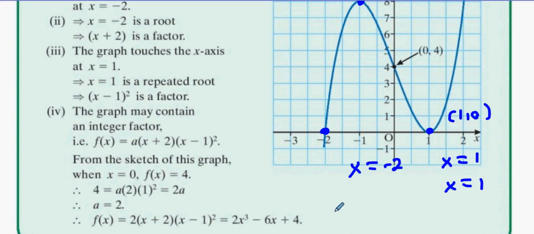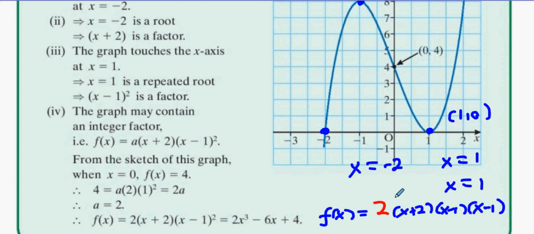What I'm going to argue is this. I'm going to say, alright, no bother. This means f of x equals, use the factor term. It's going to be x plus 2, isn't it? It's going to be x take away 1 and then another x take away 1. However, I have to be aware of one thing, don't I? What do I have to be aware of? It could be 2 times that. It could be 3 times that. I don't know how many times I need to multiply it by.